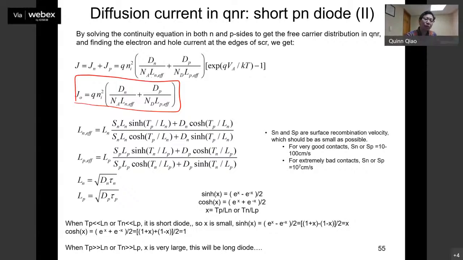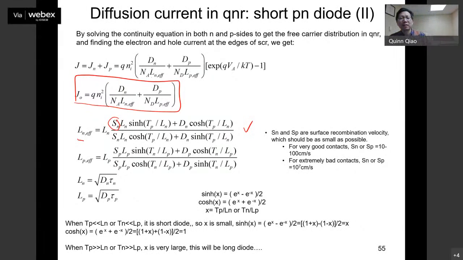And then since we have this Ln eff and Lp eff, the next thing we need to define is what Ln eff is. Follow these equations. That's basically Ln multiplied by a coefficient, and that coefficient depends on the surface recombination rate. That's Sn here, called the surface recombination rate. Ln is the electron diffusion length on the P side, and Tp, you know what Tp is, right? Tp is the thickness of the P layer on the P side.